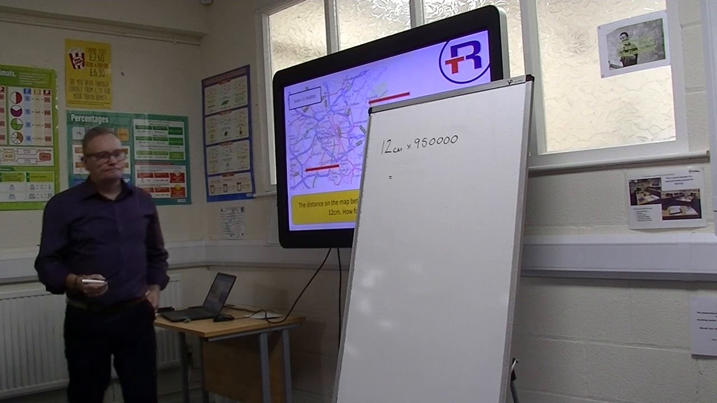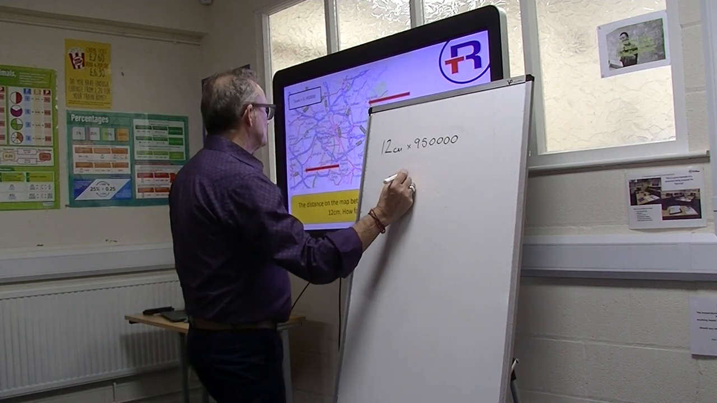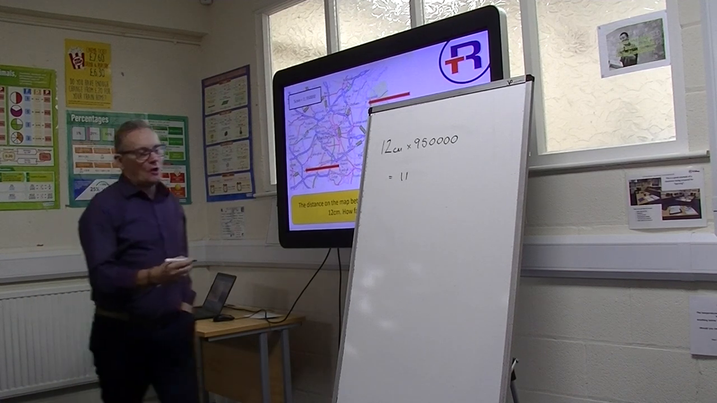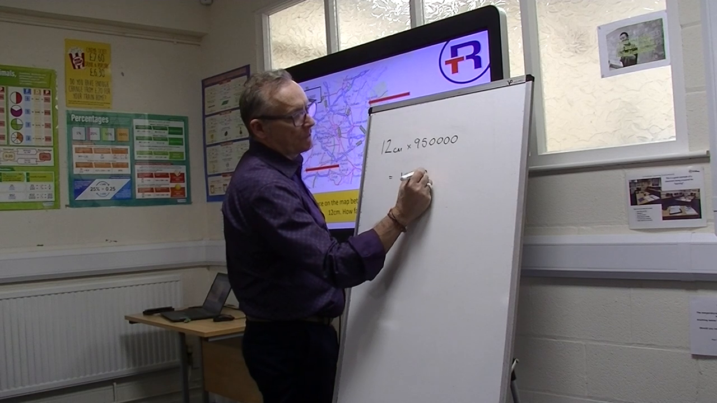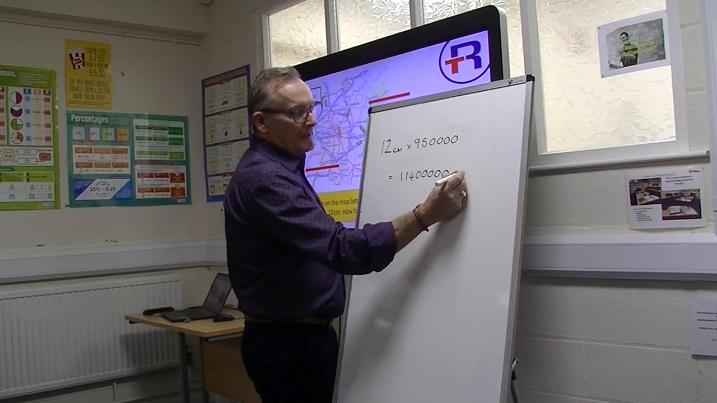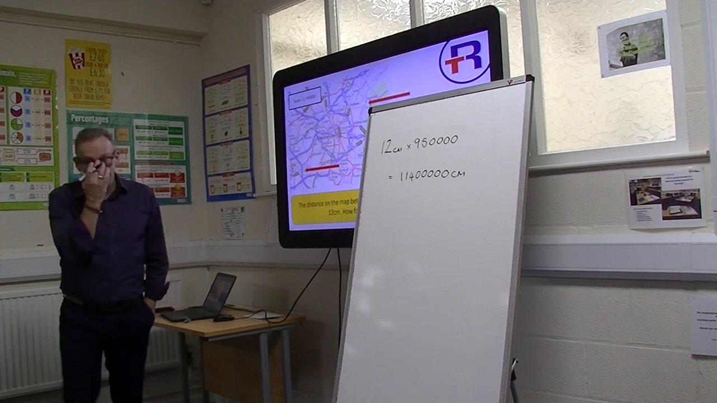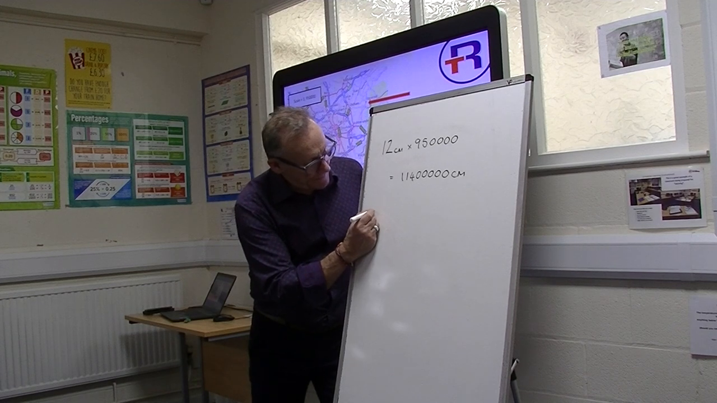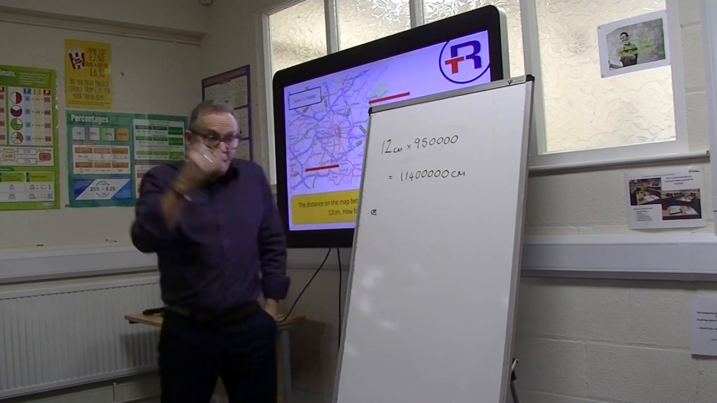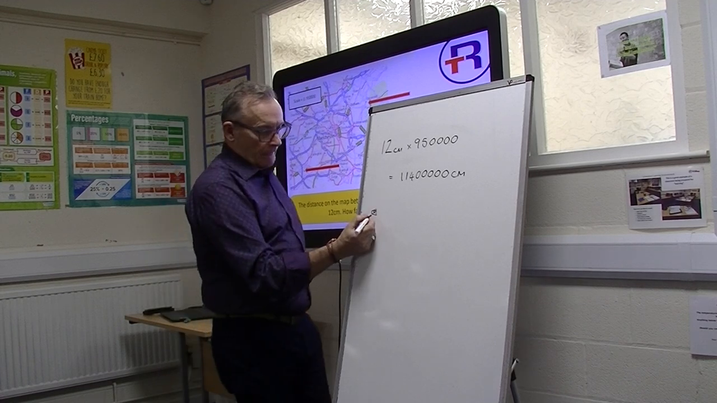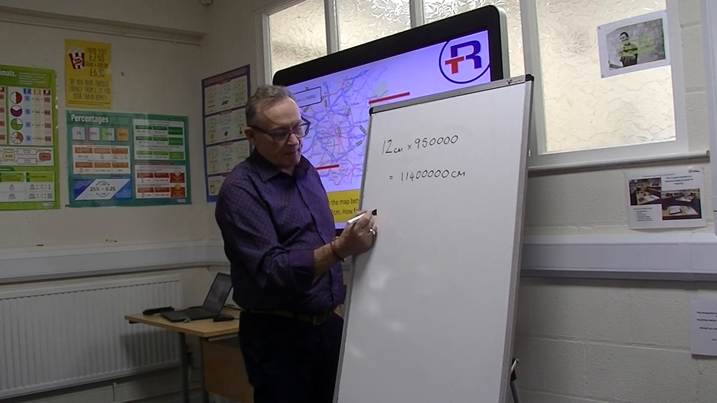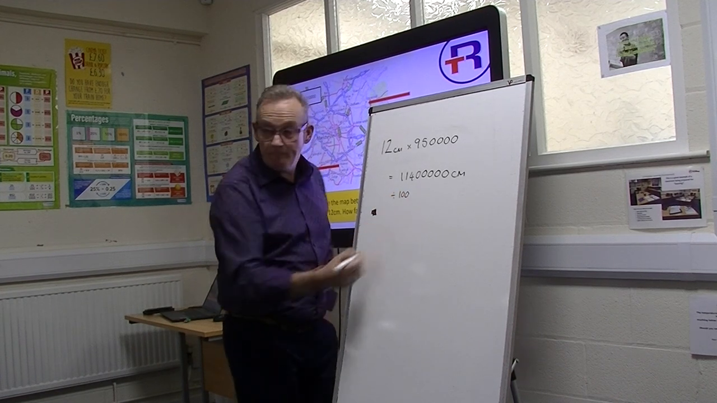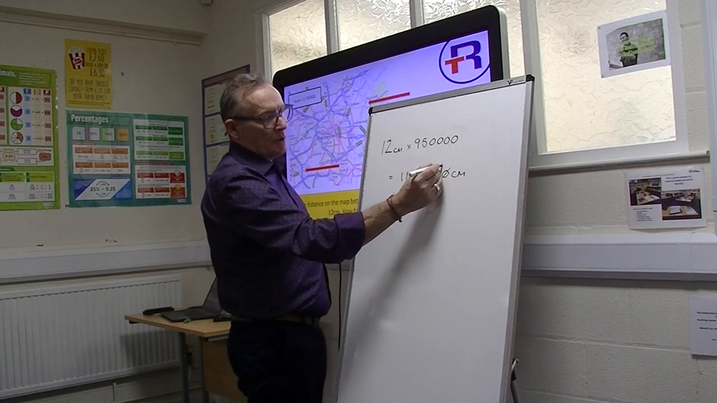Which is, I don't know, I've got the answer here. 1, 1, 4, and then a load of noughts. How many noughts? 5. 1, 2, 3, 4, 5. That's in centimetres. The answer has got to be in kilometres. So, that's a centimetre. Our next increment up from that is going to be a metre. Now, we know that there were 100 centimetres in a metre. So, we're going to take that number and we're going to divide it by 100. Easy. Cross two noughts off.